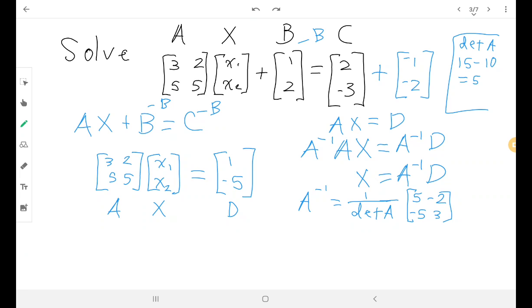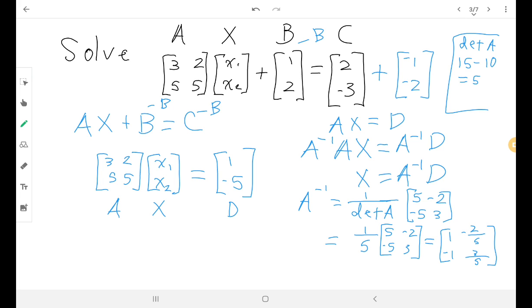So then we've got that this is 1 over 5 times 5, negative 2, negative 5, 3, which is, well, 1/5 times 5 is 1. 1/5 times negative 2 is negative 2/5. 1/5 times negative 5 is negative 1, and 1/5 times 3 is 3/5. So there's the inverse.